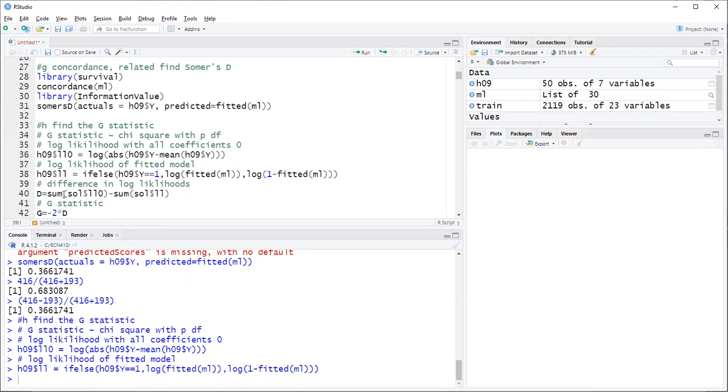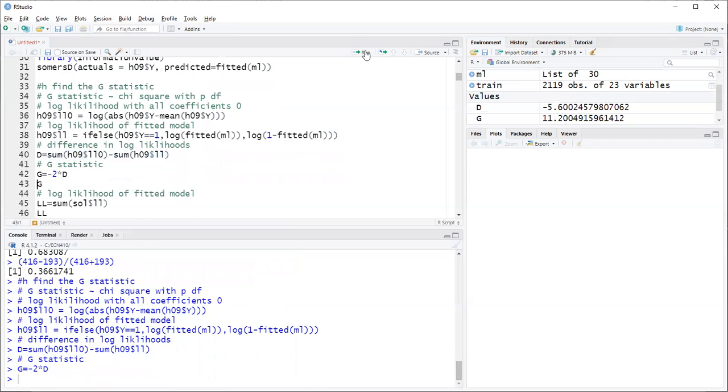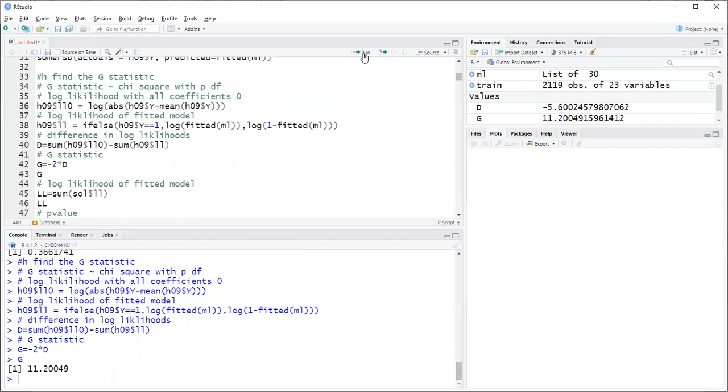And then I'm going to get the difference down here. So I need to again change the name of the data set, H09. H09. So actually these are the individual values, so they have to be added up to get the full log likelihood. So there's this summation in there, just to clarify that. So run that, and then the G statistic is 2 times the difference in the log likelihoods. So get that, and get that value 11.